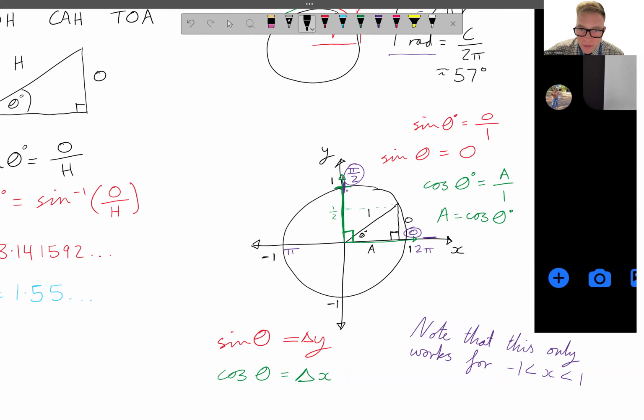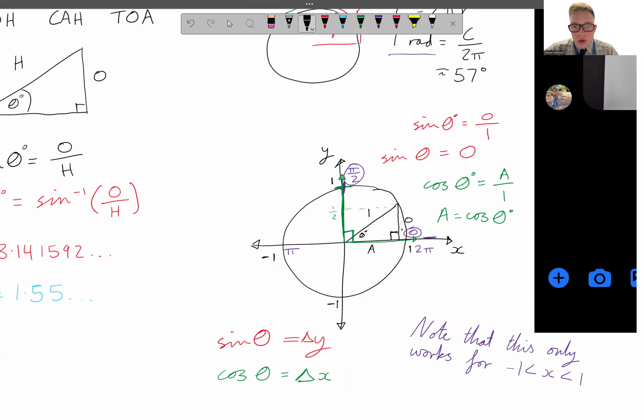We've now got a vertical displacement of 1. We've gone from 0 to 1. But remember, we want radians. So 90 degrees isn't actually quite that useful to us. We want it to be in terms of radians.